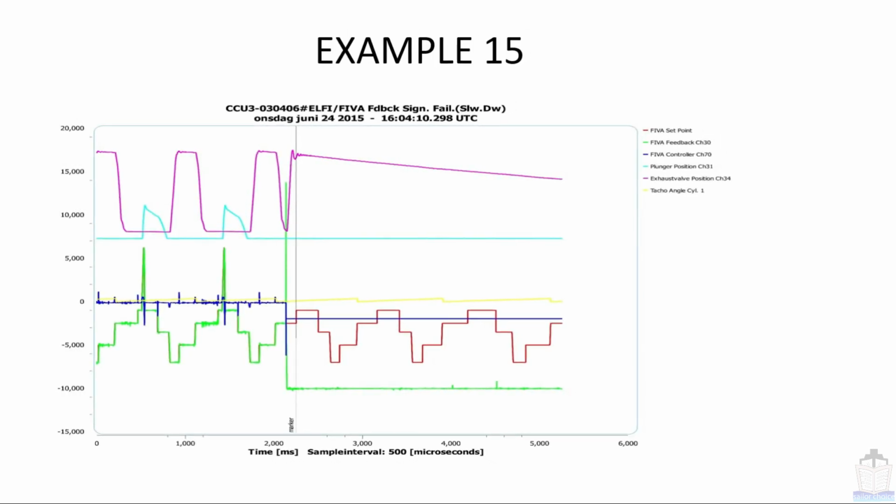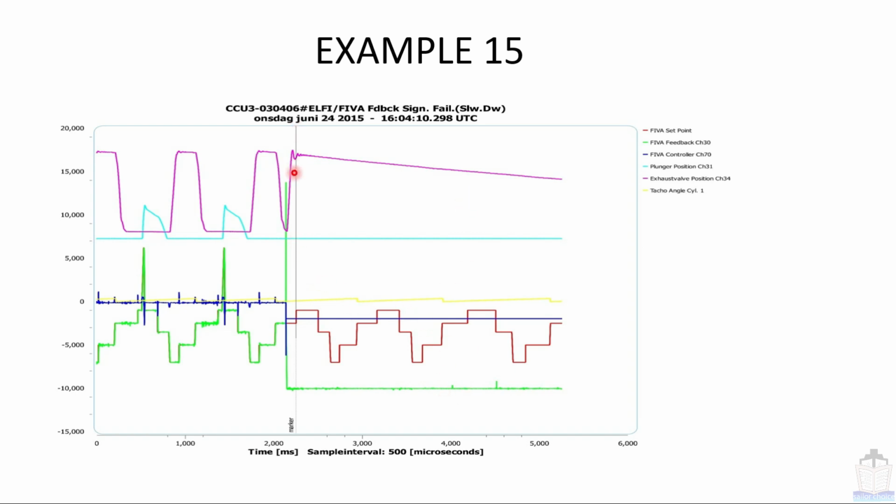Now our next example is example number 15. Alarm is FIBA feedback signal failure slowdown. You can see exhaust valve is open and closing gradually. Here this channel 30 is at this minimum level, that means FIBA is in fail-safe position.